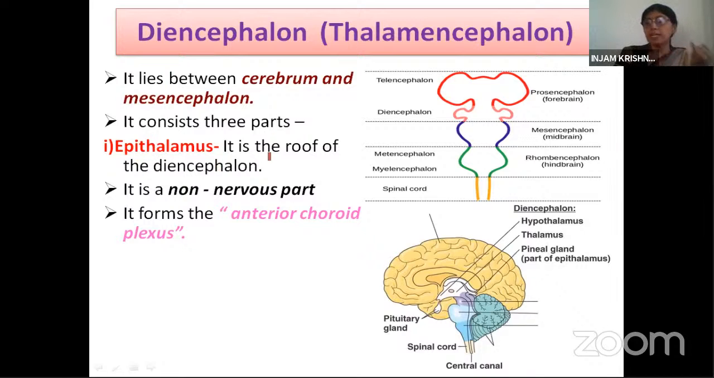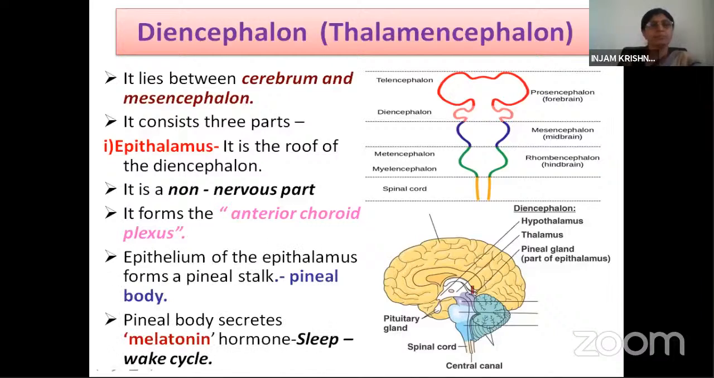Because the diencephalon has three parts. Already I told you that one is the epithalamus, the second one is the thalamus, and the third one is the hypothalamus. The first one is the epithalamus. It is the roof of the diencephalon. See here, this is the diencephalon. This part here is the roof. The roof is the epithalamus. It is a non-nervous part. It forms the anterior choroid plexus. What is the choroid plexus? About the choroid plexus, we will discuss when we are talking about the ventricles of the brain.